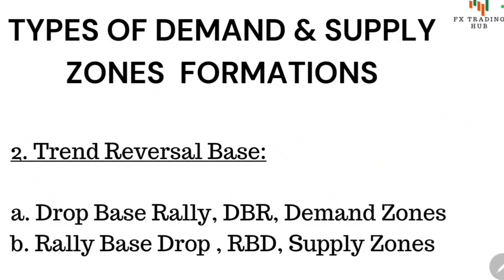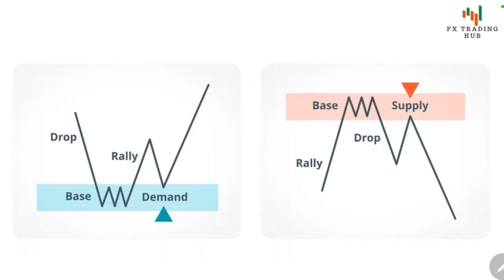In that fashion. So now, the second type of demand and supply zone formation is the trend reversal demand and supply zone. The first one is the drop base rally demand zone and the rally base drop supply zone. So this one is a trend reversal. It shows that the market is about to reverse. But the first one we considered is a trend continuation demand and supply zone. This is the trend reversal demand and supply zones.